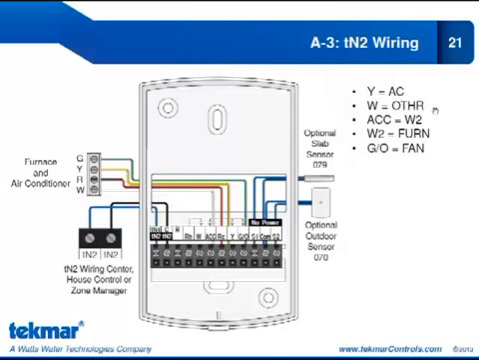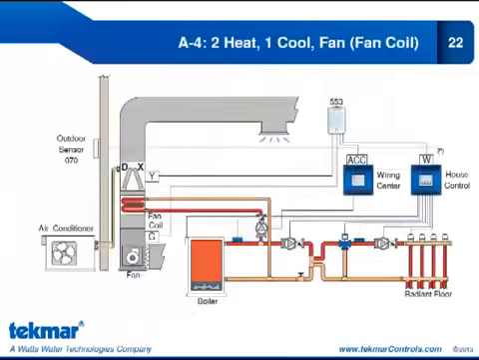The accessory relay will be configured for W2 because we're doing a second stage of heat. That second stage of heat is a furnace. And our GO relay is set to fan. Our fourth application, which is another 2 heat, 1 cool with fan. Now this time, it's a fan coil, not a furnace.